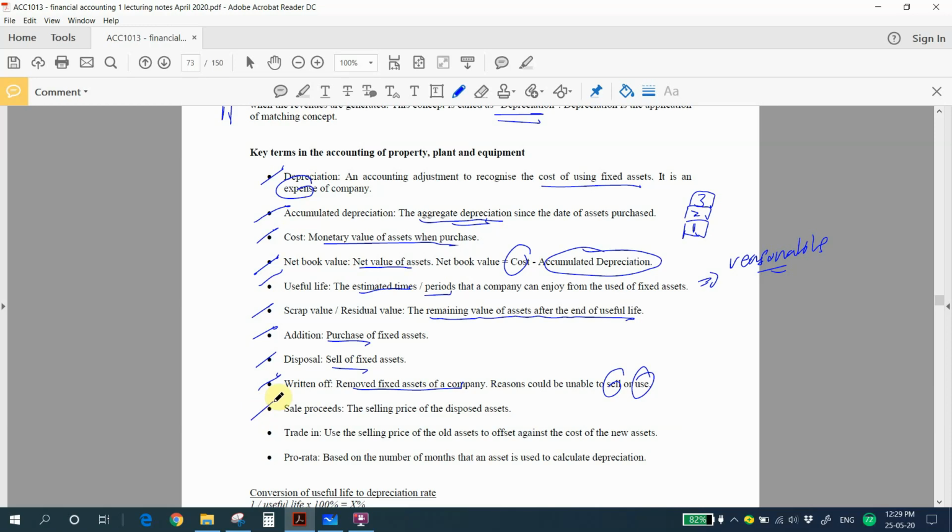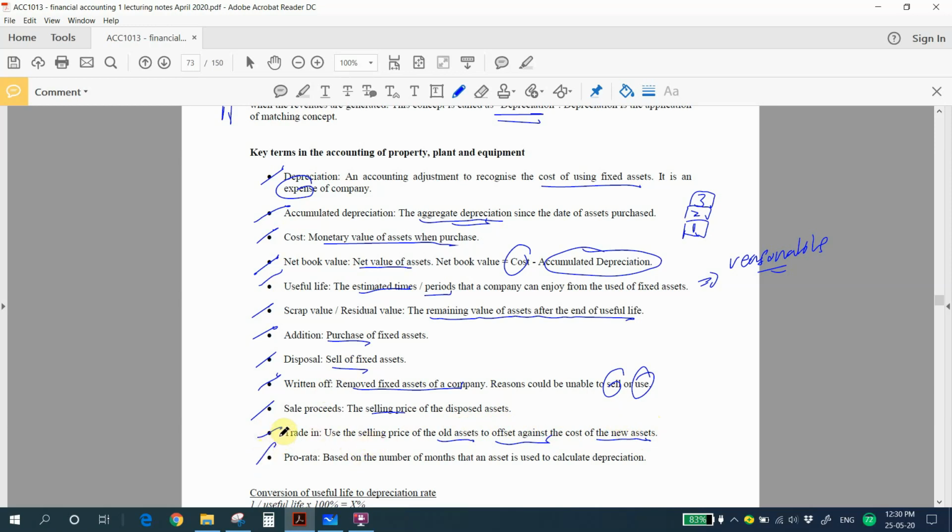Next, sale proceed. Sale proceed refers to the selling price of the disposed asset. Trade-in: use the selling price of the old asset to offset against the cost of the new asset. A typical example for trade-in is a motor vehicle. Let's say you have a motor vehicle and you want to change to a new one. Normally you will sell your second-hand car to the car dealer. So the price of the old asset can be used to offset against the cost of the new asset. Of course, you will not fully offset, right? But you will partially offset the cost of the new asset. So we call this trade-in.